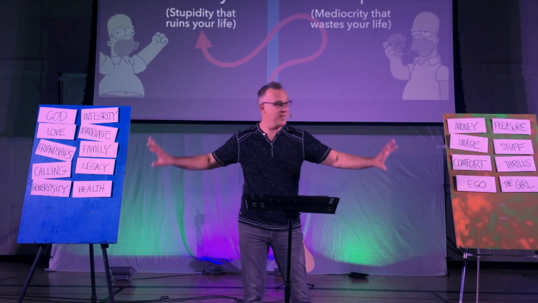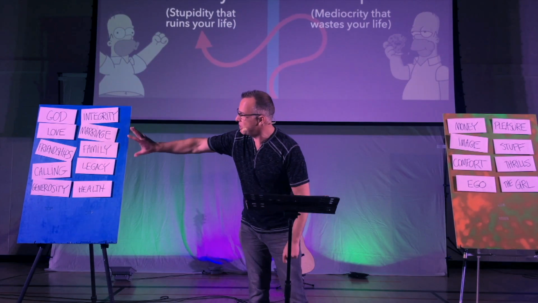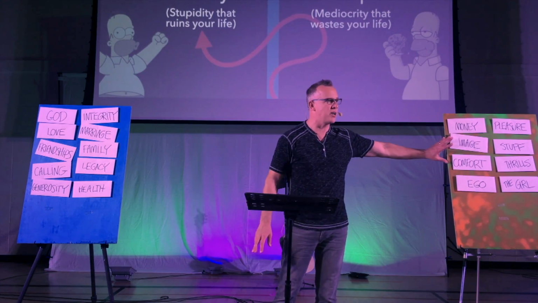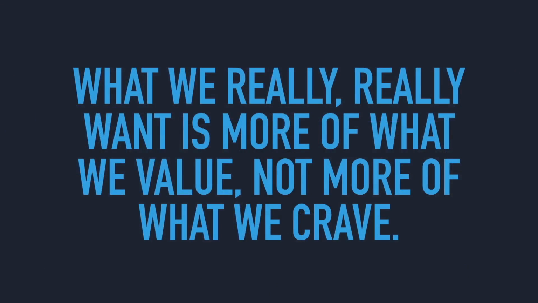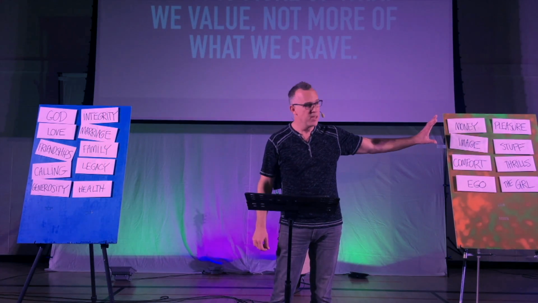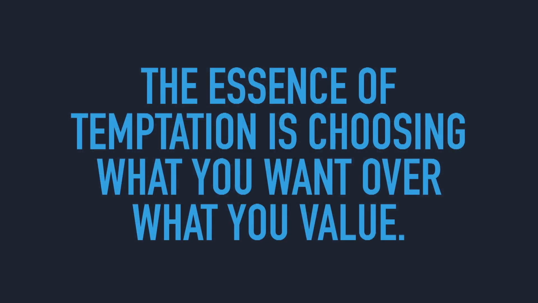So this is a really important construct for us to grasp. A foolish person sacrifices the things they value for the things that they want, or the things they think they want. Because again, remember, what you really, really want is more of what you value, not more of what you crave. Is this sinking in? So here's what happened with David. He didn't understand until later the essence of temptation is choosing what you think you want over what you value.